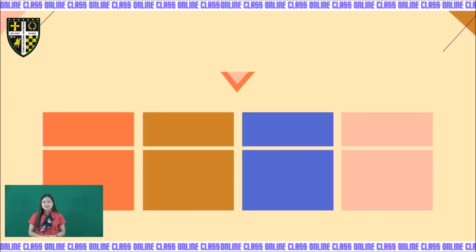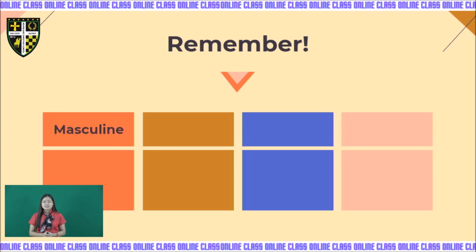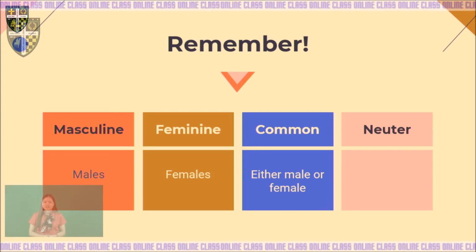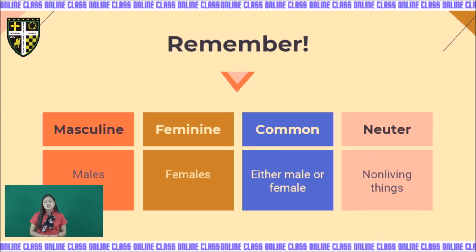So now, remember this one, class. Our lesson for today is easy to remember. We have the masculine. It refers to males. What about the feminine? It refers to females. What about the common? It refers to either male or female. What about the neuter, the last one? It refers to non-living things.